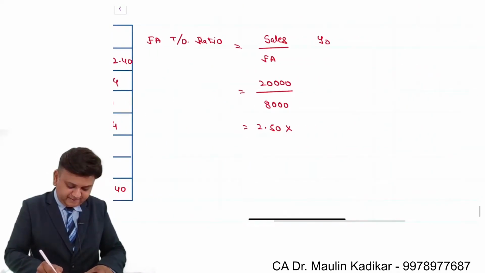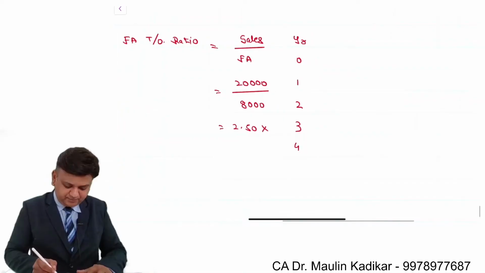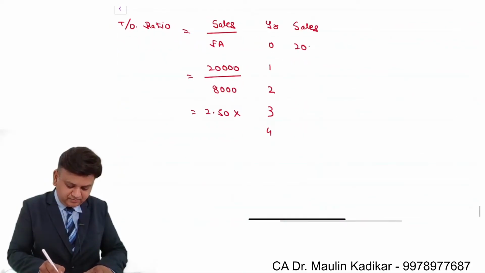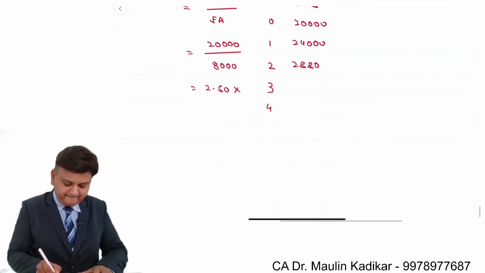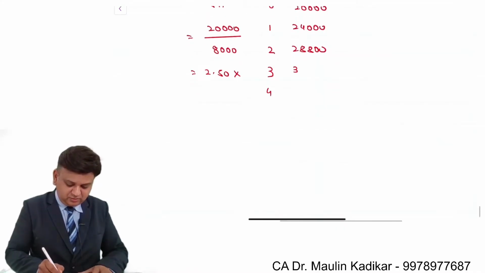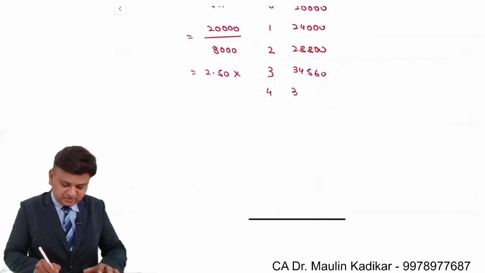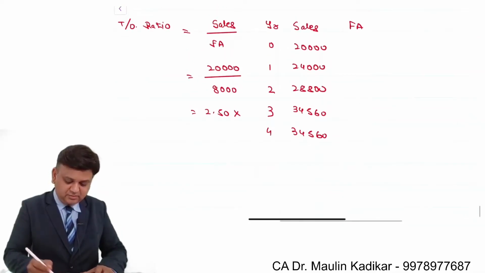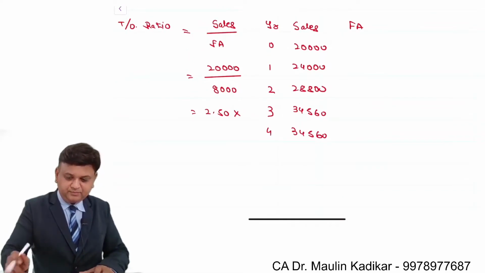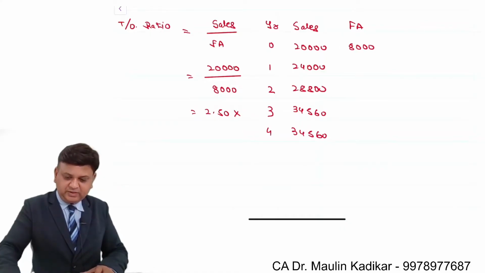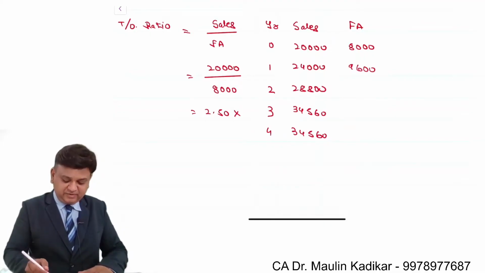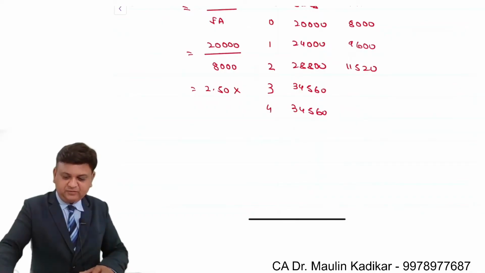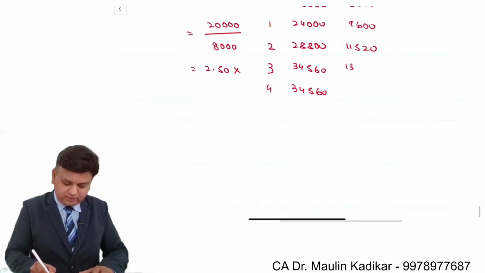Now, year 0, year 1, year 2, year 3, year 4. You can understand something like this. Sales is 20,000. Then it increases by 20% to 24,000. Further 20%, 28,800. Further 20%, 34,560. And then it will not increase. So it is 34,560. So fixed asset: 20,000 divided by 2.5 is 8,000. 24,000 divided by 2.5 once again, it is 9,600. 28,800 divided by 2.5 is 11,520. 34,560 upon 2.5 is 13,824. And again it will be 13,824.